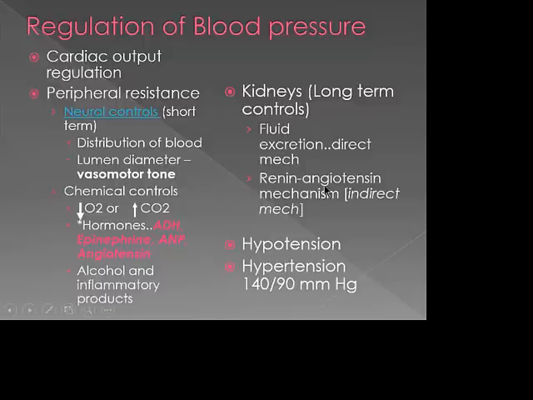Or there is something called the renin-angiotensin mechanism, which is an indirect mechanism. And this helps in maintaining blood pressure. Renin-angiotensin mechanism. And I'll give you a brief introduction. We do this more when we do the endocrine system and when we do the urinary system. And this is how all the body systems are locked in together.